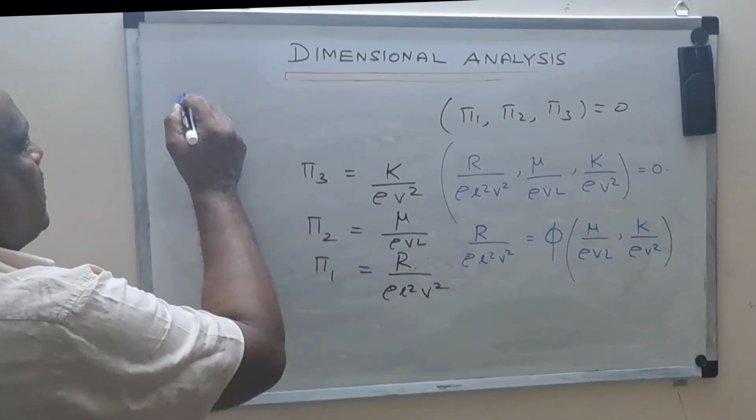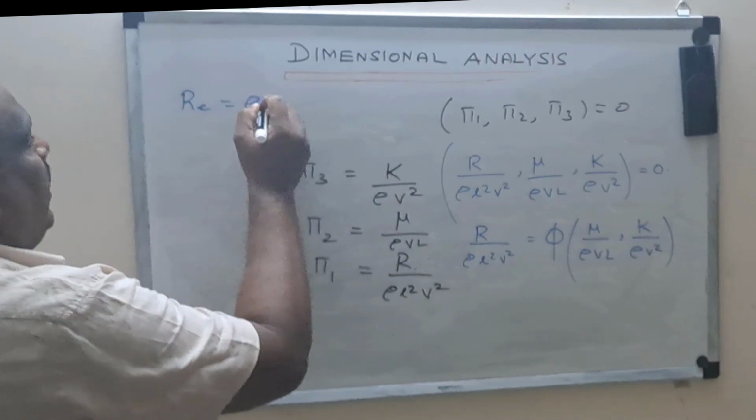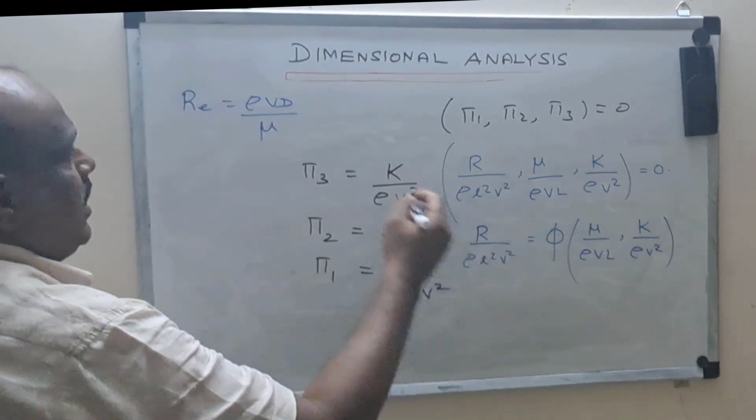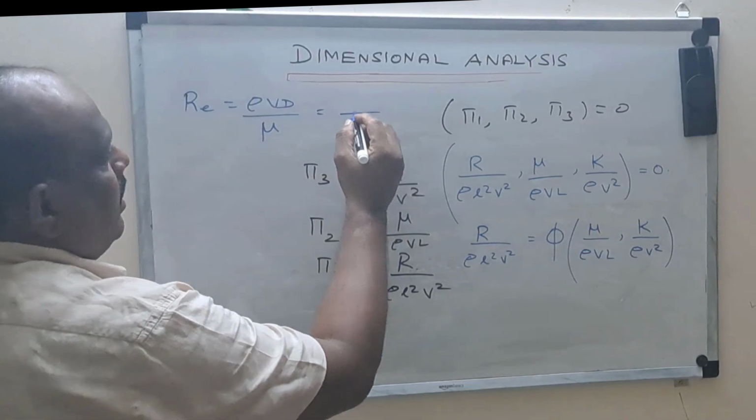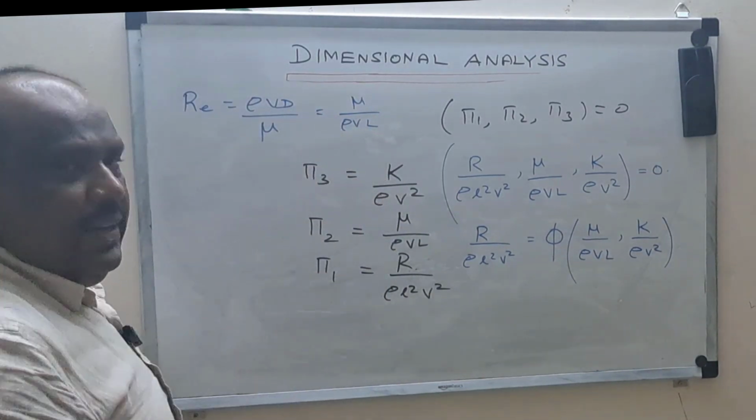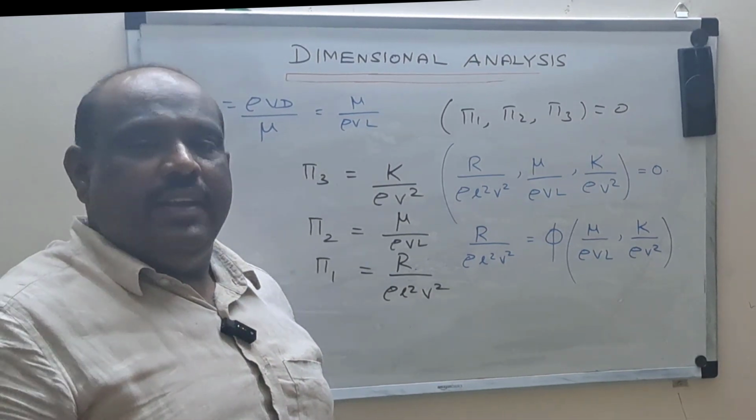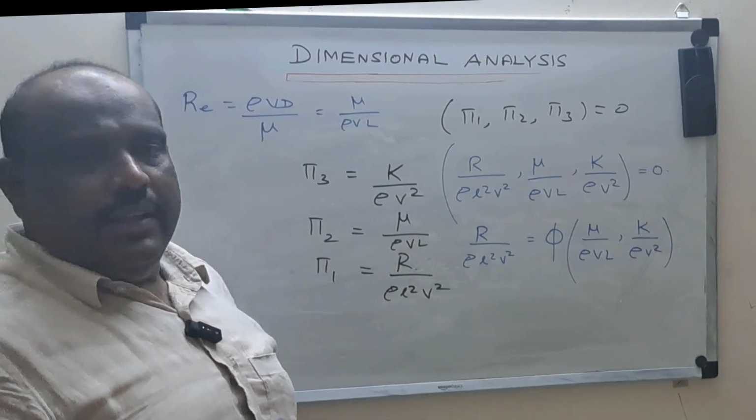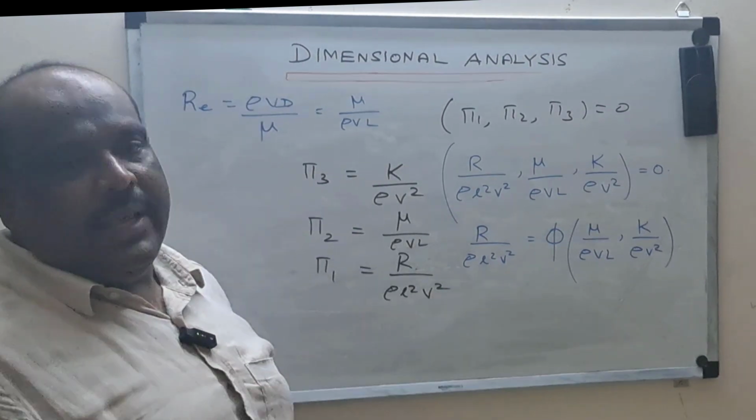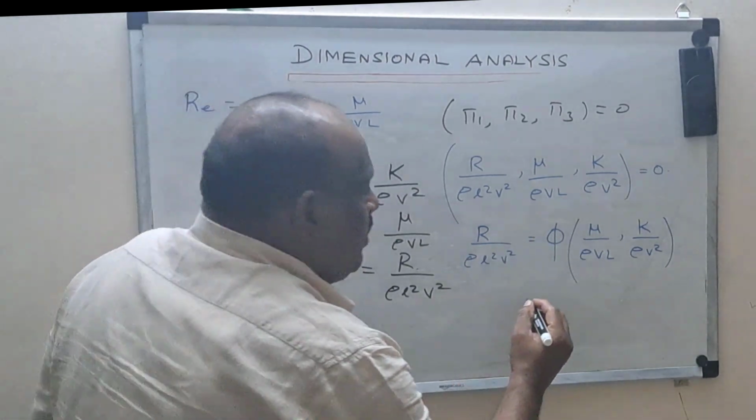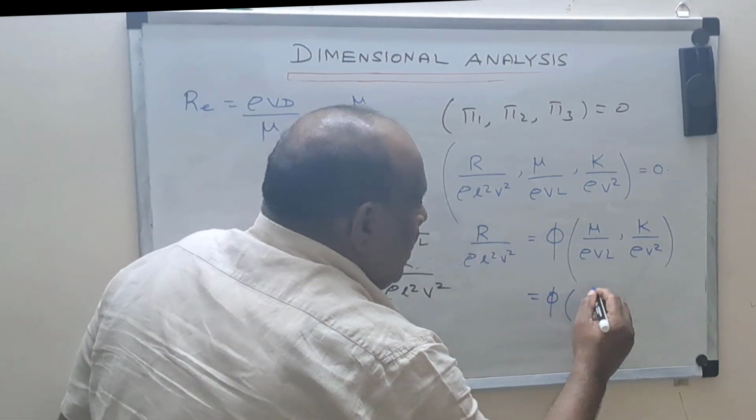We know that Reynolds number is given by rho VD by mu. So now we can say it is nothing but mu by rho VL. Instead of D we have L. D is also having a unit of meter and L has a unit also of meter. This is a hydraulic diameter. So the characteristic lengths are both the same. So now we have mu by rho VL, which is nothing but 1 by Re.